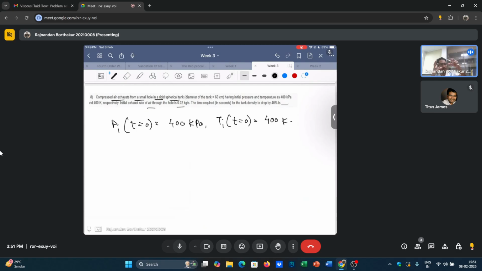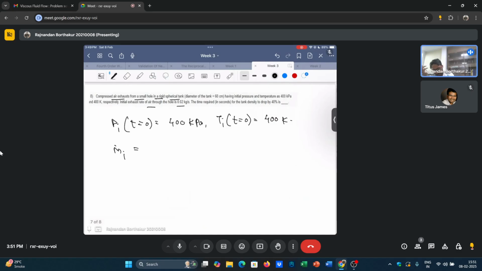So it just says that you had air inside a tank at the given initial pressure and initial temperature. There is a small hole. This hole may develop because of manufacturing defects or several other physical reasons. But the fact is, since there is this hole, there is a leakage of air. The initial mass flow rate of air, I would call it m dot I, is given to be equal to 0.02 kg per second.